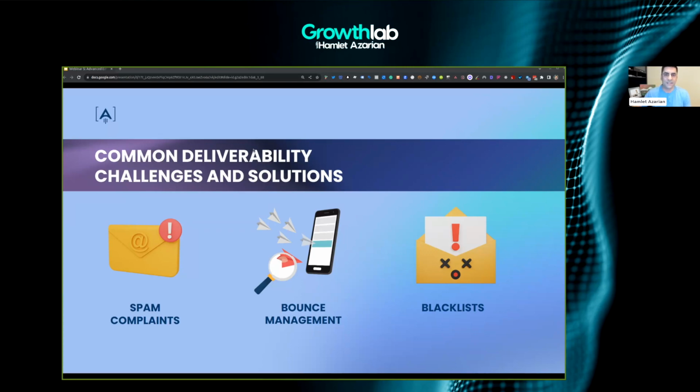The last is blacklists. If you're notoriously bad and you're continuously doing the wrong things, you might end up on a blacklist. So it's important to check these blacklists quite often. There are tools that will report back to you, show you where these blacklists are, and give you steps you need to take in order to potentially be removed from these blacklists.